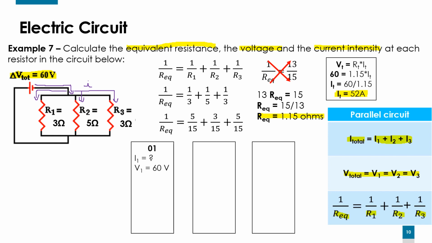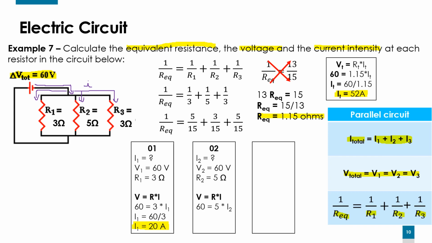So for number 1, I'm going to use Ohm's law to calculate. Current I don't know. Voltage is 6 volts because it's the same for all. My resistance 3 ohms. So applying Ohm's law, I get 6 equals 3 times current. So 6 divided by 3, my current is going to be 2.0 amperes for current 1. For current 2, doing the same. Current 2, I don't know. Voltage 2 is 6 volts. And resistance 2, 5 ohms. Applying Ohm's law, 6 equals 5 times current. 6 divided by 5 gives me 1.2 amperes.